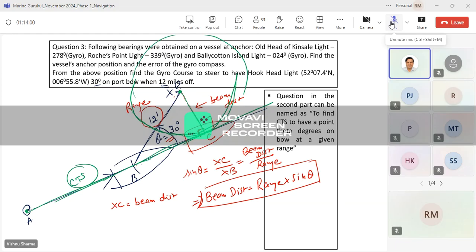सर इसमें थीटा 30 डिग्री लेंगे ना बीम डिस्टेंस के लिए? इस केस में 30, it can be anything based on the question. Okay, okay, beta. Sir, I have a doubt, sir. Yeah, tell me. सर इस क्वेश्चन में हमको ये ट्रायंगल बनाने की क्या जरूरत है?